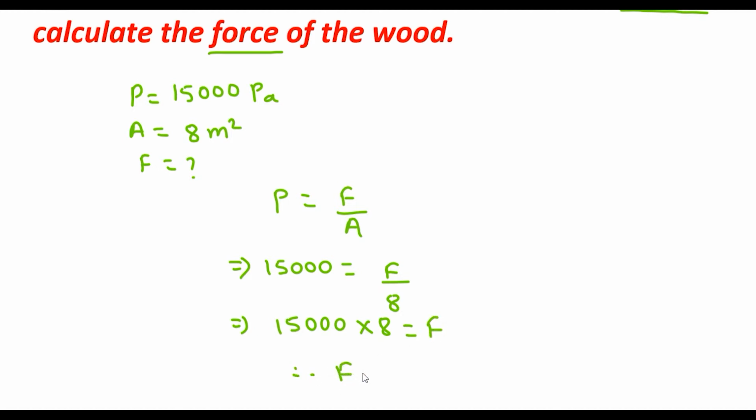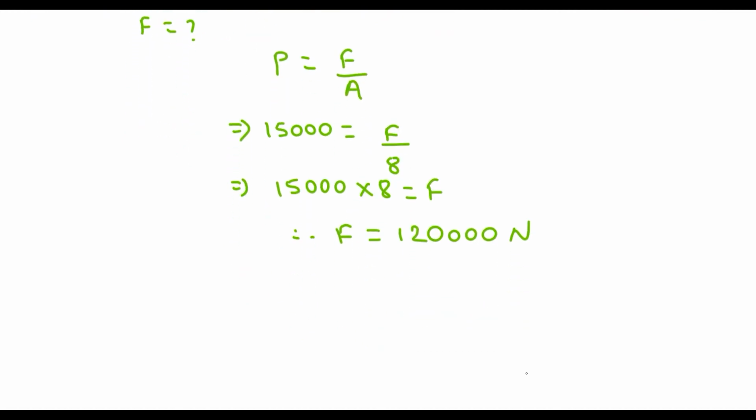When we multiply 15,000 into 8 then we get the value 120000, and the unit of force is Newton. This is the required answer, but we can also write it in scientific notation, that is 1.2 into 10 to the power 5 Newton. This is the required answer.